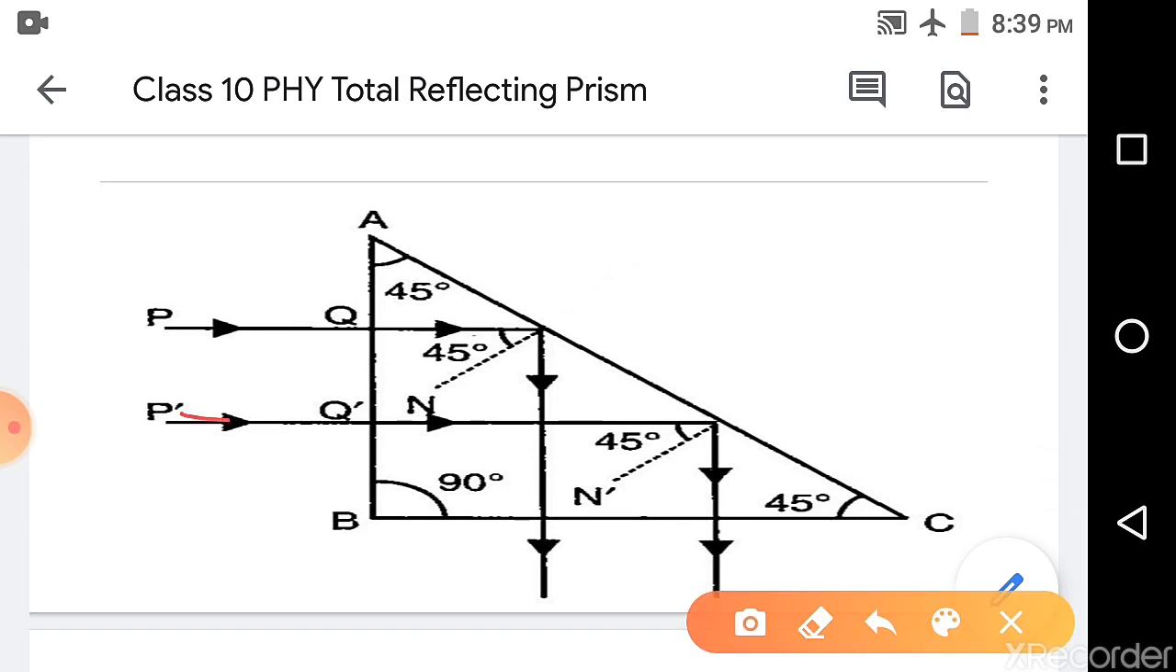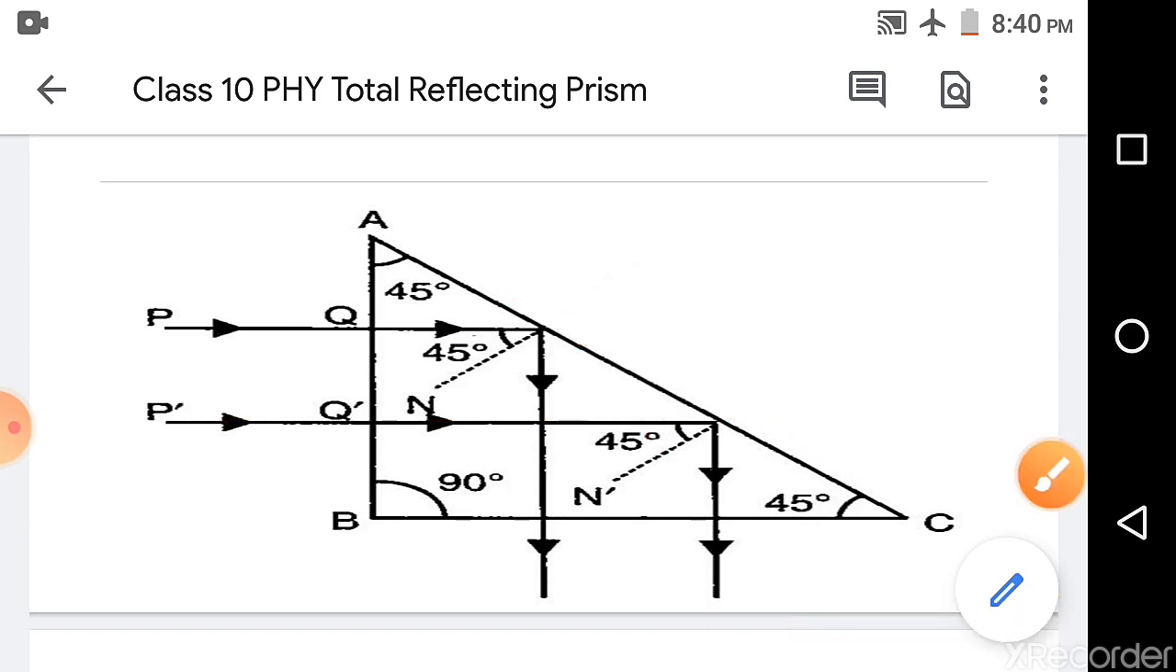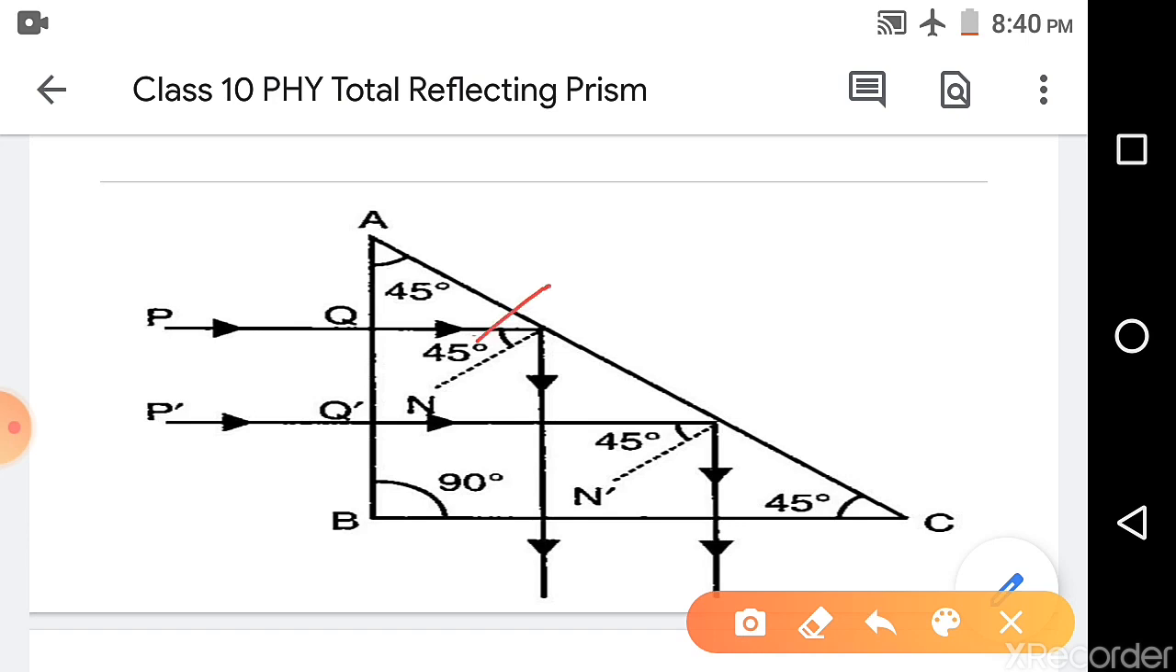The same thing for this light ray also, it is incident here on the surface AC with an angle of 45 degrees. 45 degrees is greater than the critical angle, as you know that 42 degrees is the critical angle for the glass-air interface. So as inside the glass it is incident at an angle of 45 degrees, more than the critical angle, there is a total internal reflection. The light ray is reflected totally, obeying the laws of reflection.